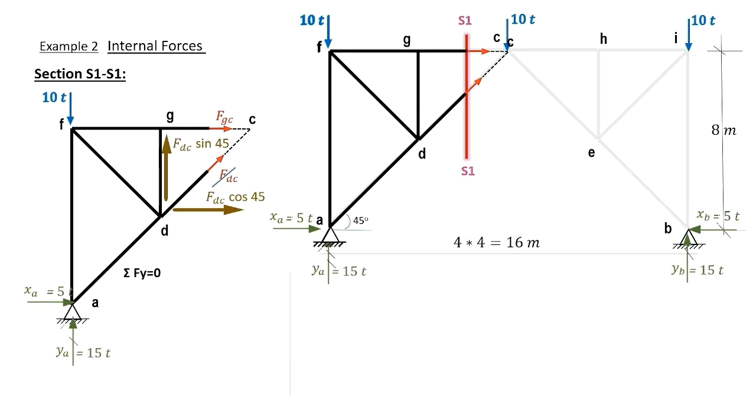Sigma forces in the y direction equals 0. We consider all forces in the y direction. We have the YA, the FGC sine 45, and the 10 tons, and we respect the signs. This gives FGC equals minus 7.07 compression and is plotted on our diagram here.